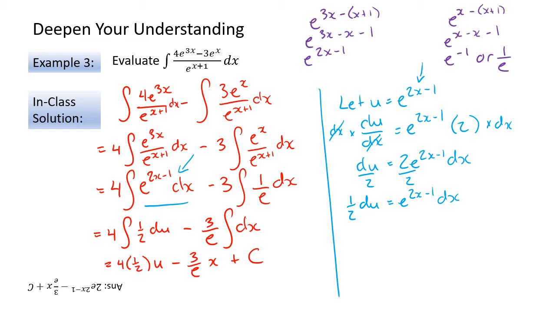So simplifying, 4 times 1/2 is 2, and substituting our value for u in, what we're left with is 2 times e to the 2x minus 1 minus 3 over e times x plus a constant. Okay?